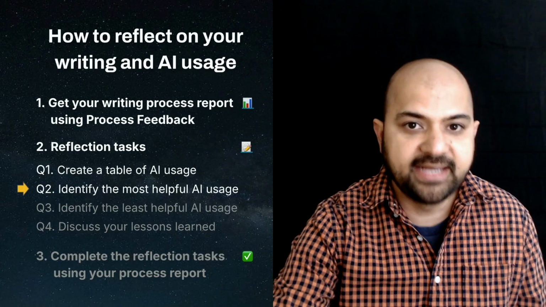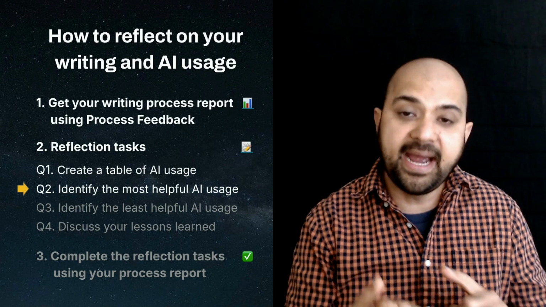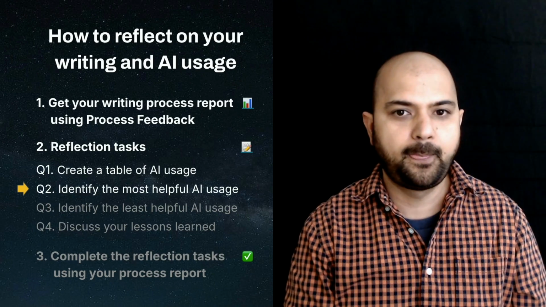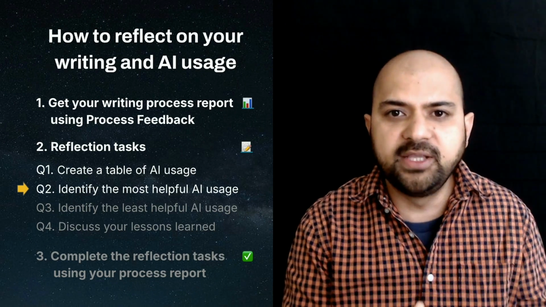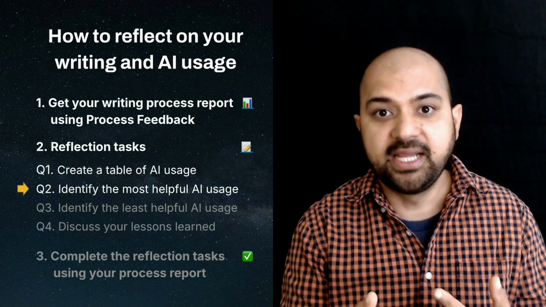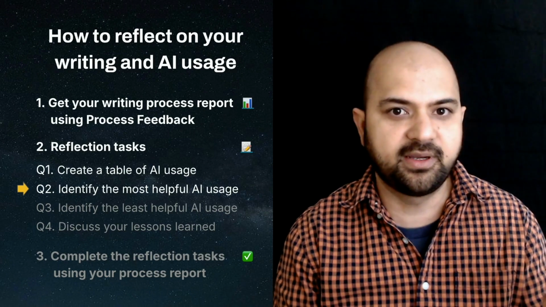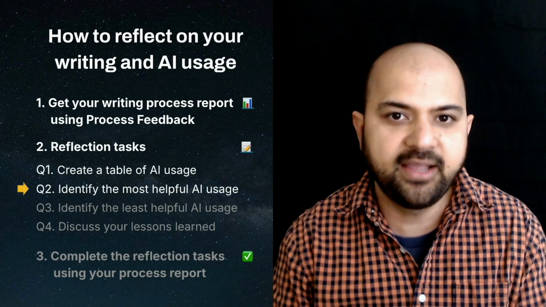Now that you have mapped out your AI uses, let's dig deeper and analyze what worked, what didn't, and what lessons you can take forward. Look at your AI table and find one instance where AI was most beneficial to your writing process. Ask yourself, what made this AI interaction so effective? Was it the tool you chose, or the way you prompted it, or a particular feature that stood out? Did it help you generate ideas, refine arguments, or improve clarity? Be specific. Define the interaction, the platform you used, and the exact features that made AI a true asset in this case.